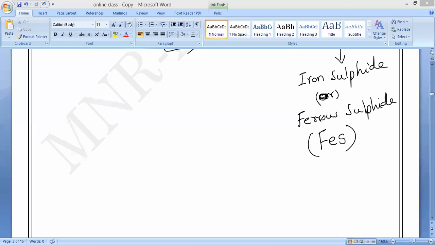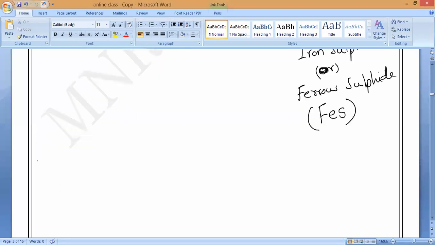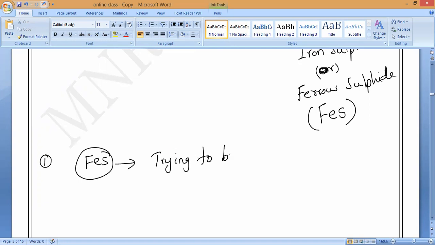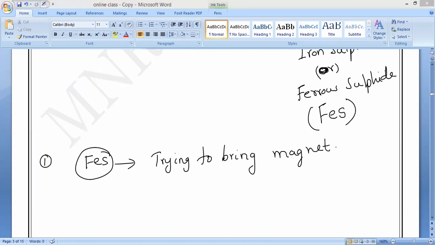Now I have a compound. What is that compound's name? Iron sulfide. I have the iron sulfide compound, not the mixture. Now, if I try to bring the magnet here, will the iron be separated or not? No, sir. If I try to bring the magnet, what is happening? Iron does not get separated from sulfur. Why? Sir, they are chemically bonded.